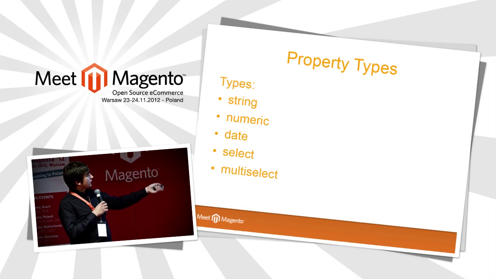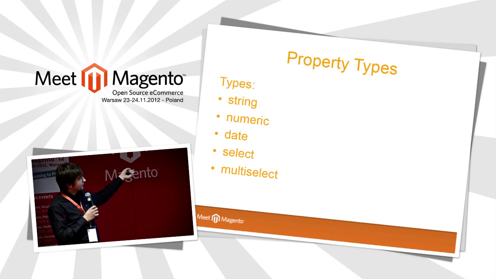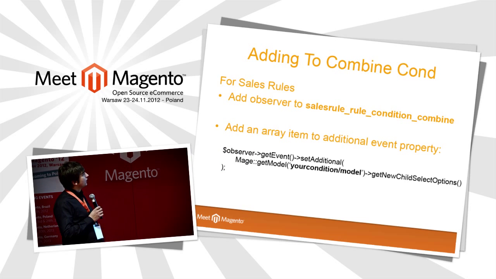So here is a bit about the property types. It can be string, numeric, date, select, and multi-select. They're all supported by the abstract condition in the rule.